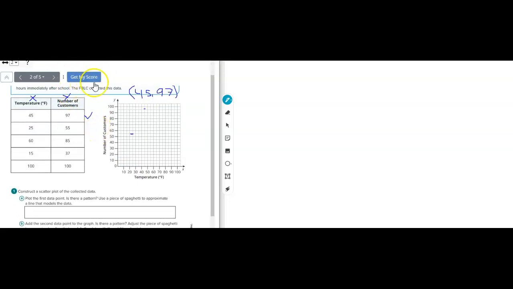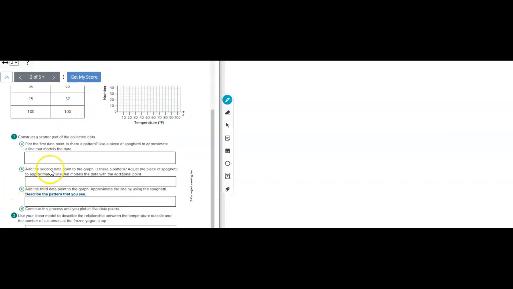So maybe the line is like this, right? Maybe it's not. Maybe it's more like this or more like this, but we're kind of getting an idea that the line might be something like this. So having a second data point gives us an idea that maybe our line looks something like one of these, right? But we still don't know very much. So for the second question, you'll write about what you were thinking about when you plotted the second data point.